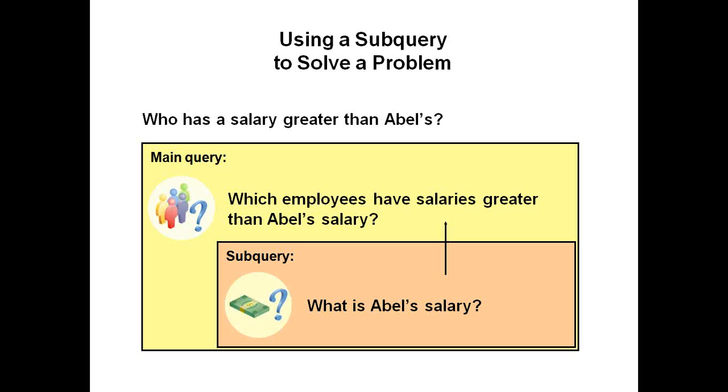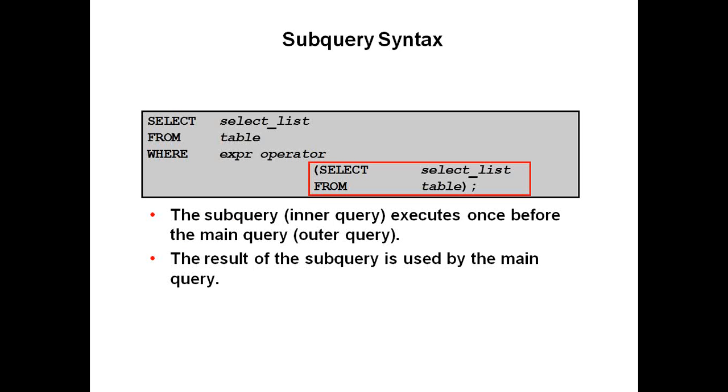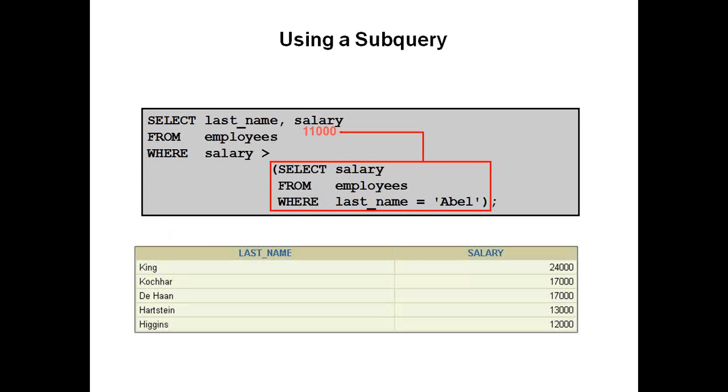The question is, who has a salary greater than Abel's salary? Our main target is to find out the employees who are having a salary greater than an employee called Abel's salary. But for that, first of all, we need to know what Abel's salary is. So what we can do here is put down the select query for retrieving Abel's salary in a subquery, and we can pass that to the main query. Something like here you can see.